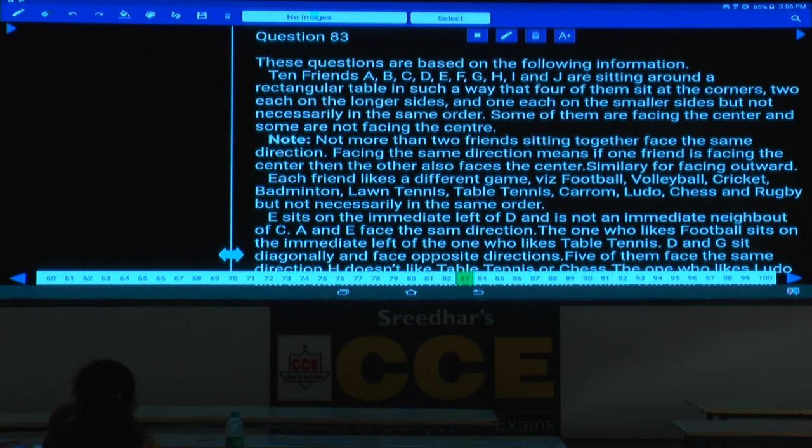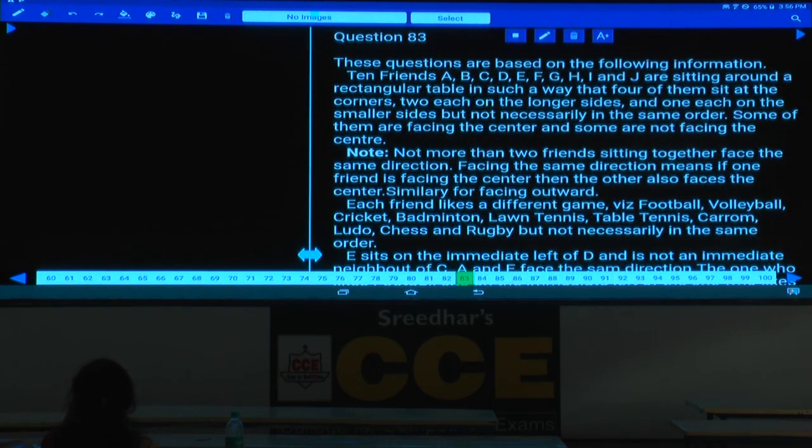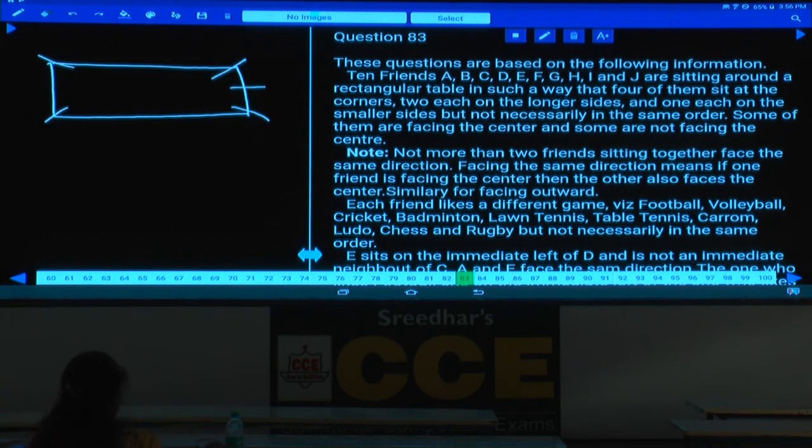Now, among these 10 persons, in what order were they seated here? 10 persons, and how are they placed? 1 person along each shorter side and 2 persons along each longer side. Now if you take this person and this person, they are opposite to each other. Tell me how many persons are there in between these two? 4 persons. That means between one opposite pair, there are 4 persons in between.